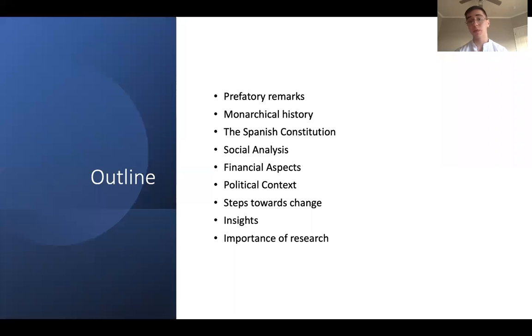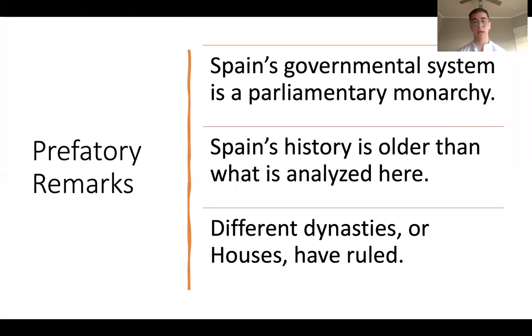We're going to start with some prefatory remarks, then the monarchical history of Spain, the Spanish constitution, social analysis, financial aspects of the crown, the political context of Spain, steps towards change if needed, insights, and importance of my research. So let's start with the prefatory remarks.